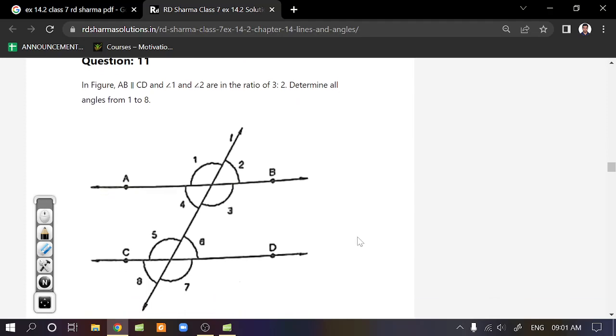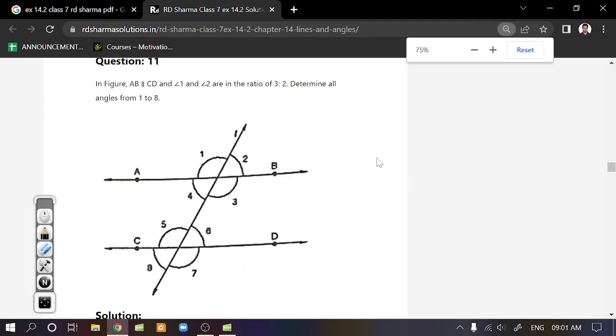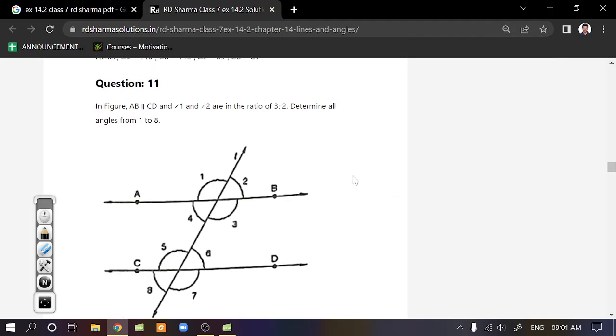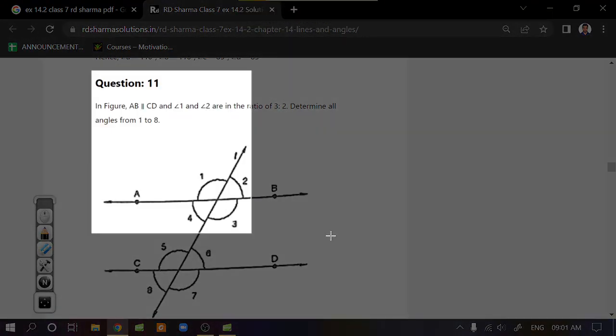This question we have already done, this model. It is easy for you, but still if you feel like, sir, I want a small practice because it's a long gap, I will just give it.